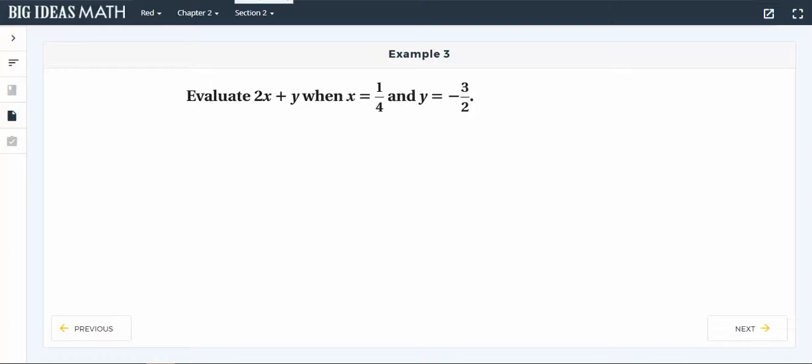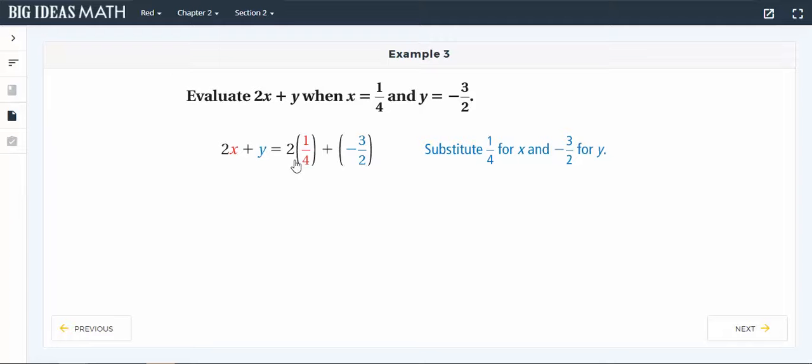In example 3, we're going to evaluate 2x plus y when x is equal to 1/4 and y is equal to -3/2. So the first thing you're going to do is take this and plug it in for x, and take this and plug it in for y, and then it's just going to be a normal problem. So you've got 2x, or 2 times 1/4, and then you've got your y is -3/2.